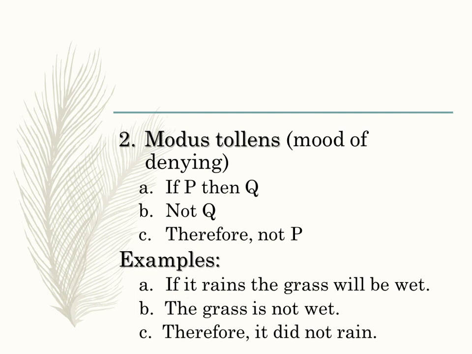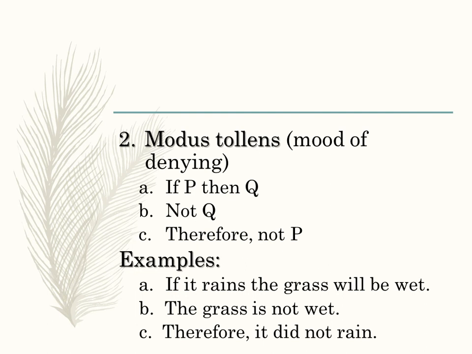Make sense? Example. If it rains, the grass will be wet. The grass is not wet. Therefore, it didn't rain. What would happen if I denied the antecedent? Here I'm denying the consequent. What would it sound like if I denied the antecedent? The first one would be the same: if it rains, the grass will be wet. Deny the antecedent for me. It didn't rain. Therefore, the grass isn't wet.